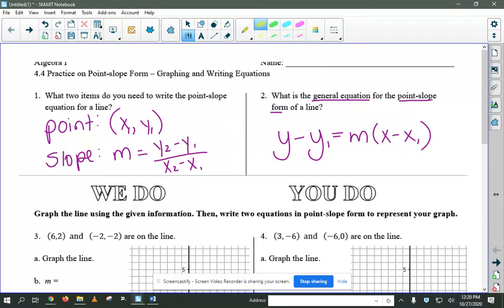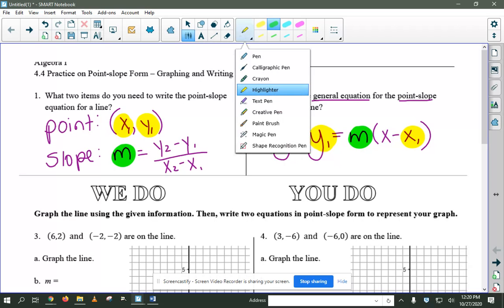Again, just to reiterate, I'm going to highlight this point here: this x sub 1 goes right here in the formula for point slope form. And the y sub 1, the ordered pair I'm given, goes right here in the point slope formula. And then the slope is the m, and that is always in front of the parentheses where it says x minus x sub 1.